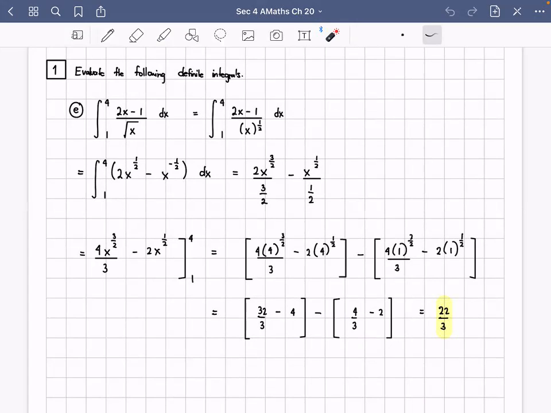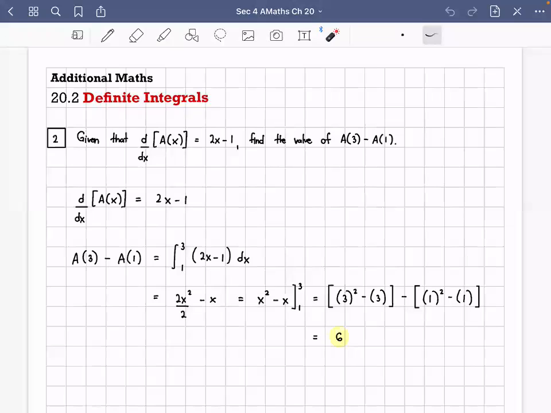Now let's have some word problems. So again, you go to page 436. This is example number 10 in your book. You can just follow the question in your book, or maybe you just look here on your screen because it's basically the same. Now, for number 2, given that the derivative of a of x is equal to 2x minus 1, find the value of a of 3 minus a of 1.